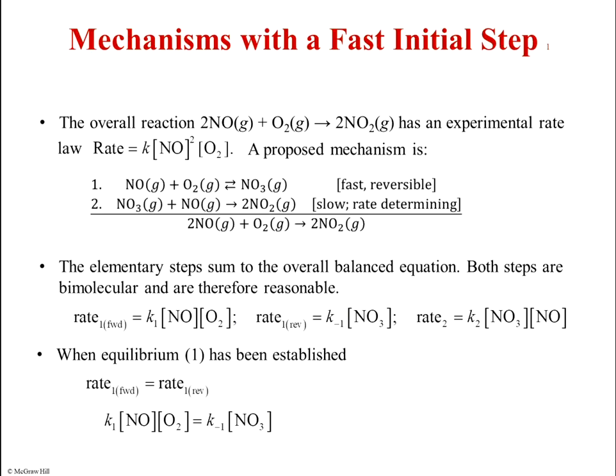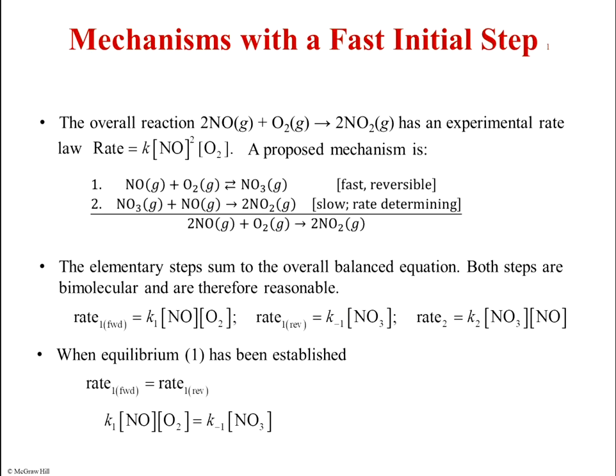But notice nitrogen trioxide is only an intermediate, and in fact, its concentration might be quite low. And so we're going to need to determine what that is by a rearrangement. So what we can do is go back to step 1. We notice that once this reaction gets rolling, if it's fast and reversible, the forward rate will equal the reverse rate because it's fast and reversible.